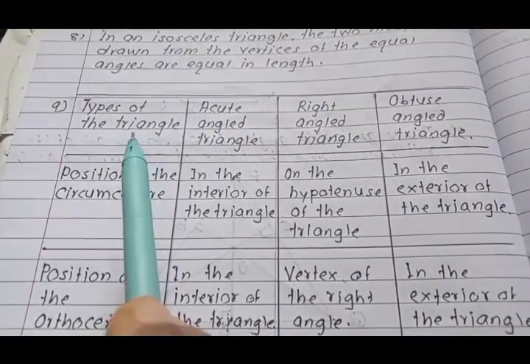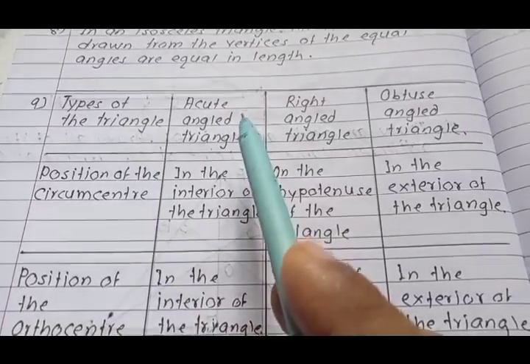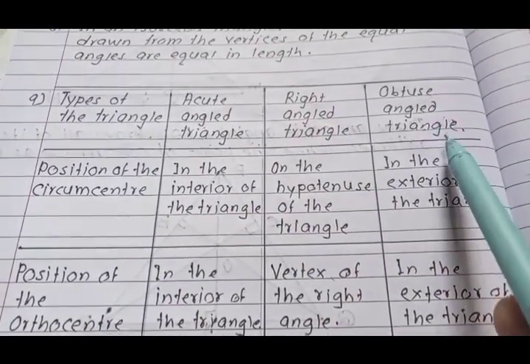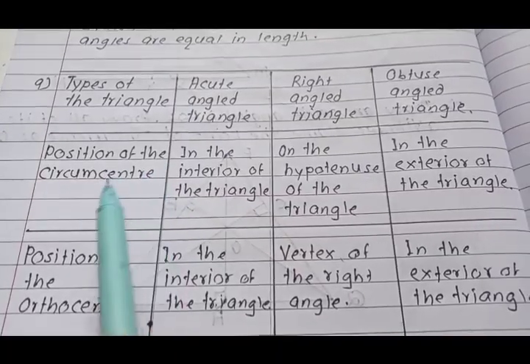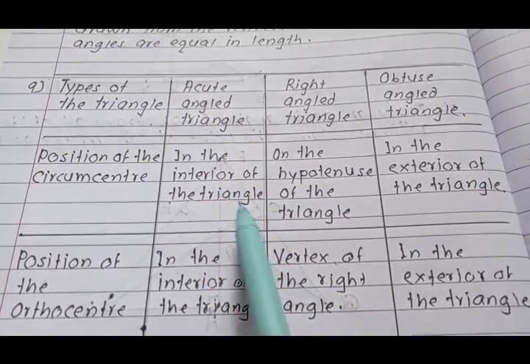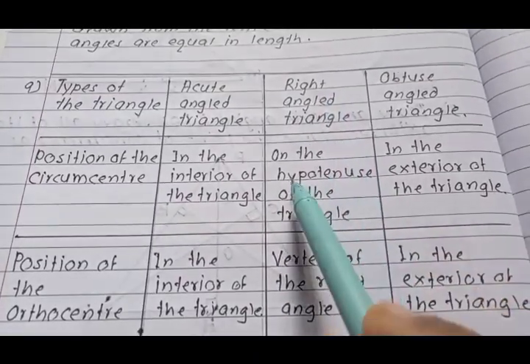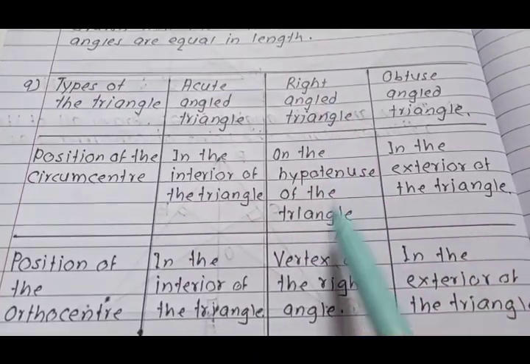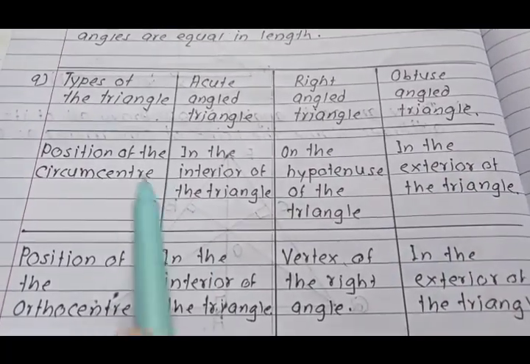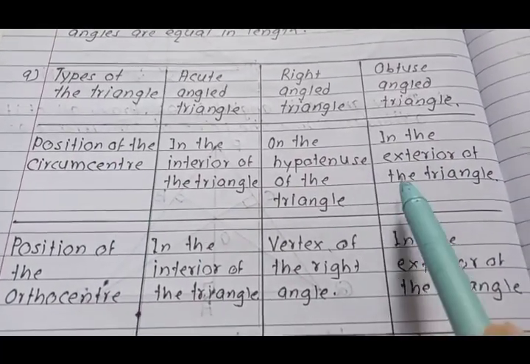Then, this table. Types of triangle: acute angle triangle, right angle triangle, and obtuse angle triangle. Here, the position of the circumcenter. For an acute angle triangle, it is in the interior of the triangle. For a right angle triangle, it is on the hypotenuse of the triangle. For an obtuse angle triangle, it is in the exterior of the triangle.